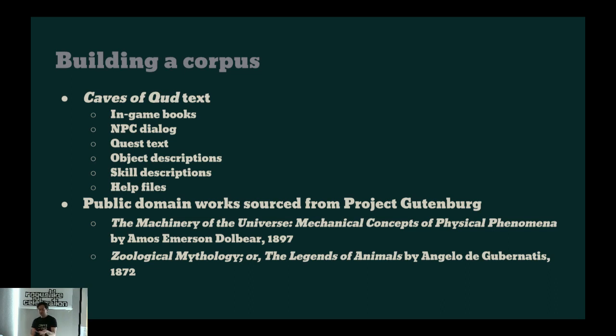So I included excerpts of these such that they made up about half the corpus, and then Caves of Qud made up the other half of the corpus. So Caves of Qud, there's actually about 45,000 words, which is on the order of a small novel. And so then I had about 45,000 words from these excerpts from the public domain works.